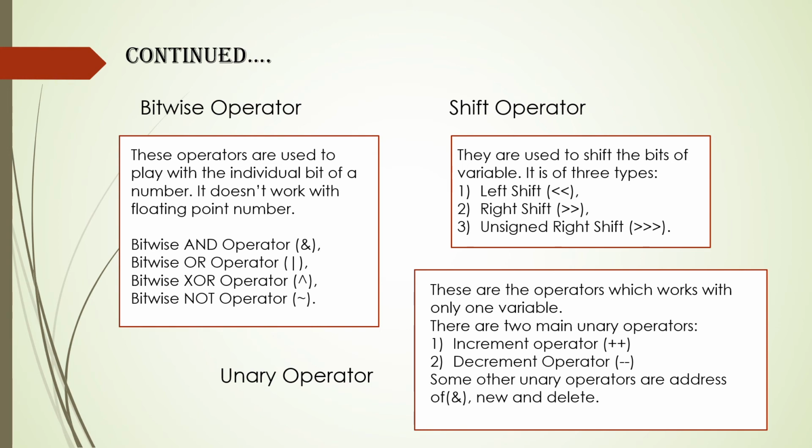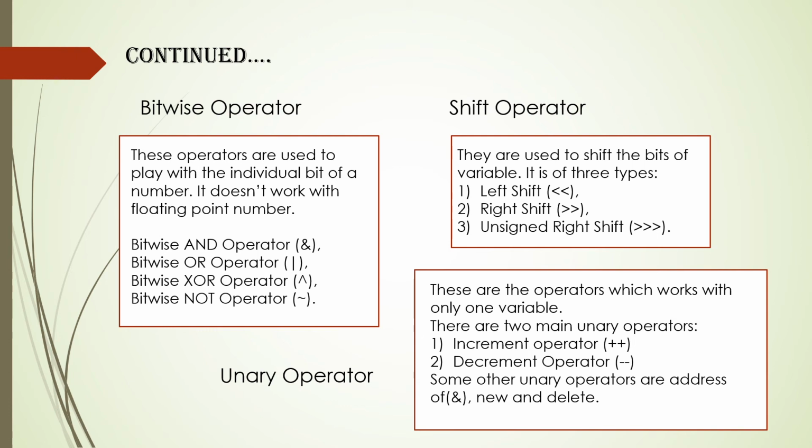Next comes the bitwise operator. When we have to change something in a bit of the number, then we use the bitwise operator. Also, one thing: it doesn't work with floating point, that is, decimal numbers. As of now, you only need to remember what the particular operator does, that is, its function. There are four types of bitwise operator, and here I have mentioned them. First is bitwise AND, then bitwise OR, bitwise XOR, and bitwise NOT operator. I have mentioned the symbols of the particular operators.